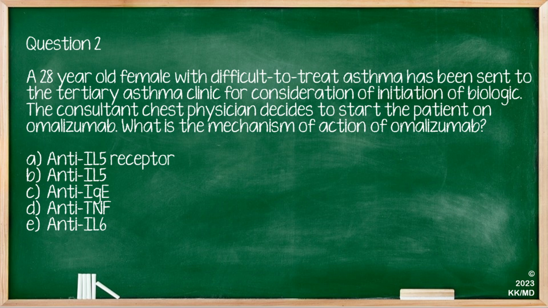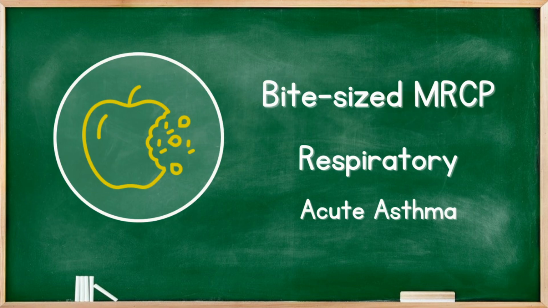So our options are anti-IL-5 receptor, anti-IL-5, anti-IgE, anti-TNF, or anti-IL-6. So you'll remember, hopefully, that omalizumab is an anti-IgE drug. The other 3 biologics which are licensed for asthma are either blockers of the IL-5 receptor or IL-5 itself. Anti-TNF and anti-IL-6 drugs are not used in the treatment of asthma.